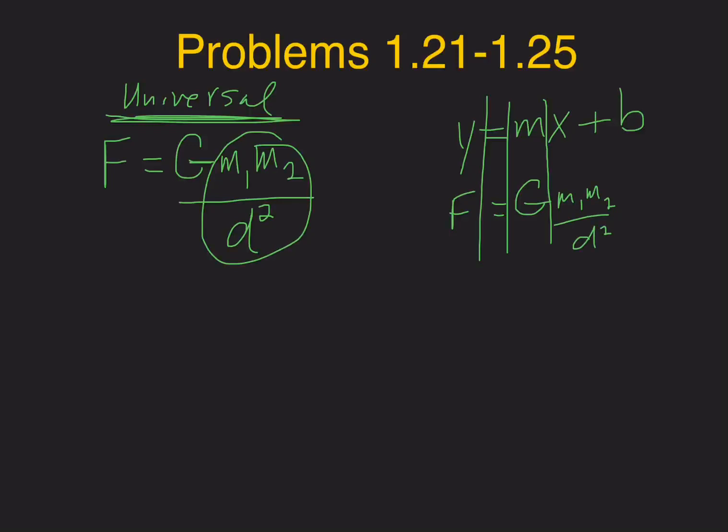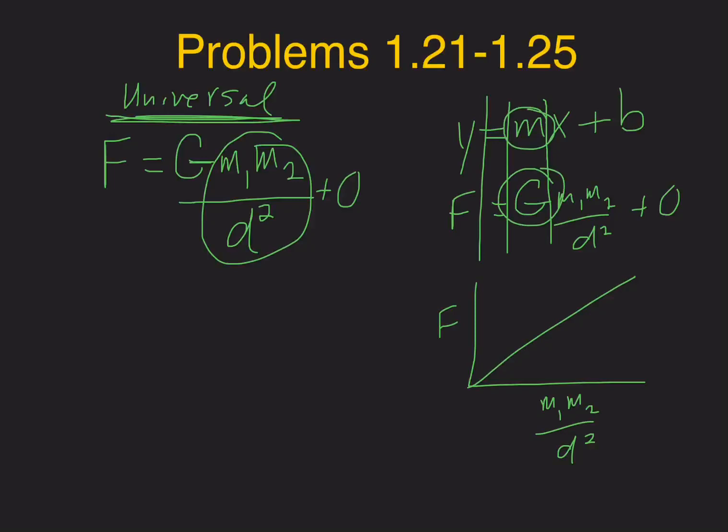Now, what about the y-intercept? Well, it's 0, there's no y-intercept here. So we can just do plus 0. We can plug in a 0 for the y-intercept, and we have it. So what does this mean? That means if you graph force on the y-axis, and you graph m1, m2 over d squared on the x-axis, if you get all those numbers and do a little calculation and graph the force versus that big thing there, you should get a straight line. And the slope of this line should be big G.